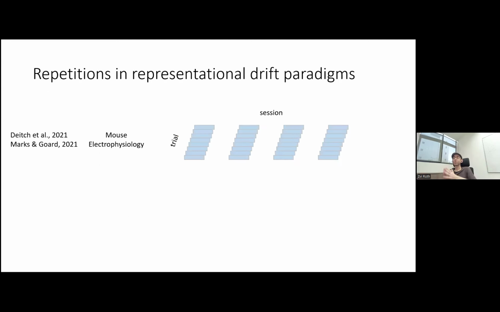And representational drift studies have repetitions. They have many, many repetitions. So this is what a typical study looks like. You have a single stimulus, for example, a 30-second movie clip, and it's repeated dozens of times within a recording session. And you do the same thing for every session and every day. So clearly, repetition suppression should be considered in those studies.